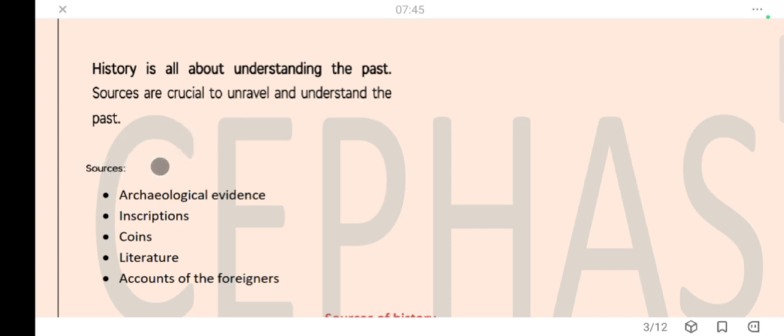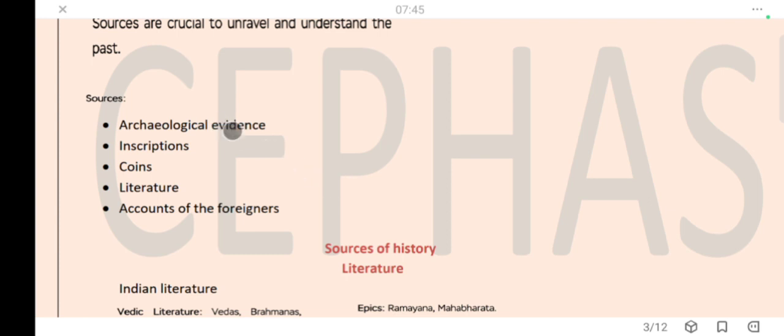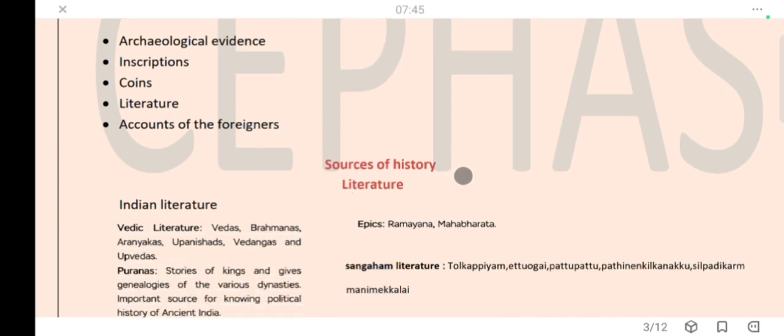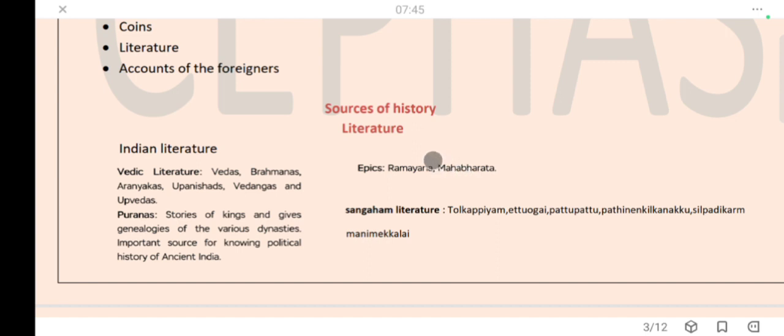Okay, what are the sources? The sources are archaeological evidences, inscriptions, coins, literature, and accounts of the foreigners. Sources of history literature: Indian literature, mainly Vedic literature, the Vedas, Brahmanas, Aranyakas, Upanishads, Vedangas, and Upavedas. Vedangas are the limbs of the Vedas, and Upavedas are the sub-Vedas.